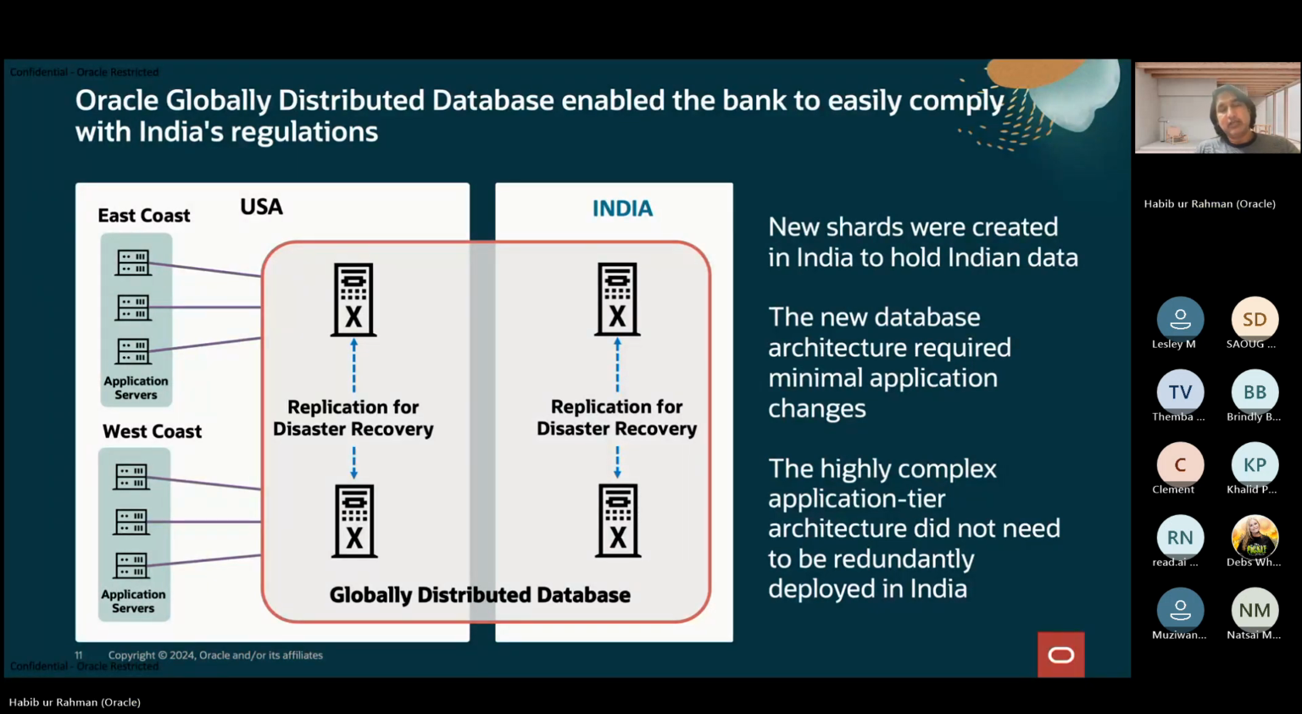What we did is, we created a new shard in India that holds the India data, with a new database architecture which required minimal application changes. The highly complex application tier architecture did not need to be redundant in both countries. It means the application should not have to be placed in both India and the US. It could be anywhere and can be accessed from anywhere. Data got distributed: US data in the US, India data in India.